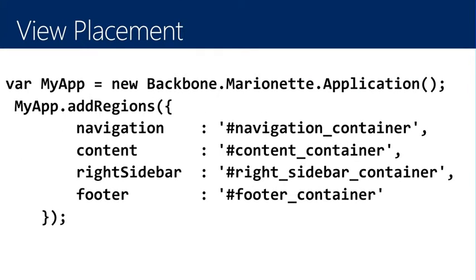So the application object also has this concept of regions. This is a way for you to define the distinct areas of your application in terms of a UI. So we might have a content region, a sidebar, a navigation, a footer. We basically just give it selectors, and then Marionette's able to work out what portion of the UI we're going to put views into. And that looks a little bit like this.